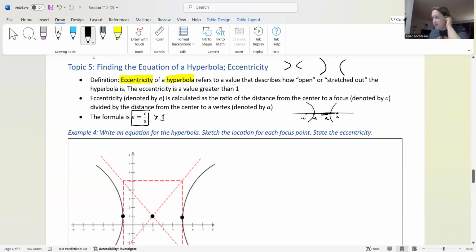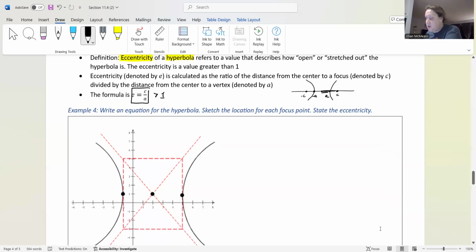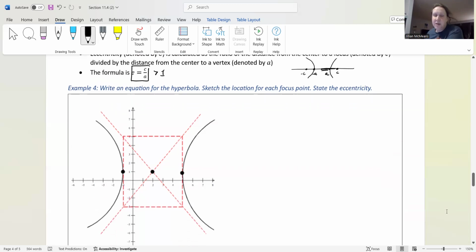Now, what we're going to do in examples 4 and 5 is not terrible. Several steps, we have to find some important points. But example 6 is going to take us a while to get through. It's a long, long example, so just know that none of the steps are necessarily difficult, it's just a bunch of them. So for example 4, it says, write an equation for the hyperbola, sketch the location for each focus point, and state the eccentricity. We'll definitely sketch the location for each focus point, because we don't have them here.